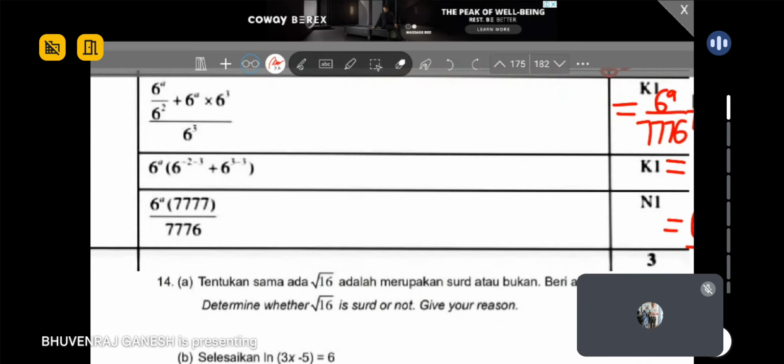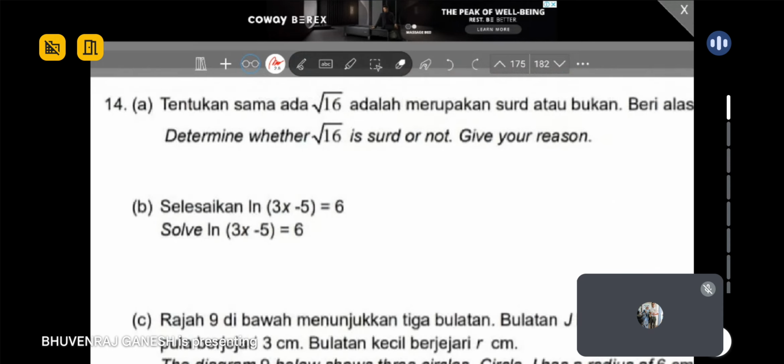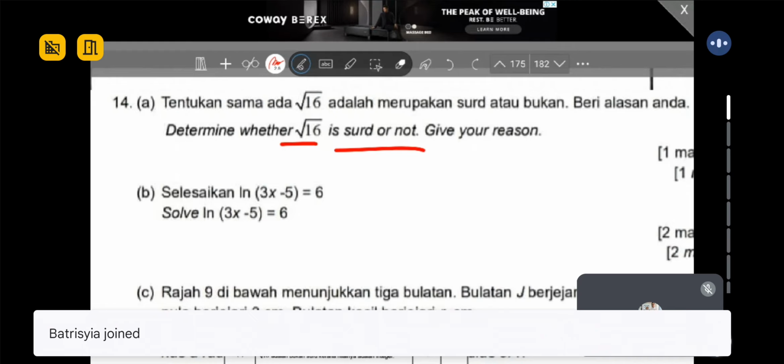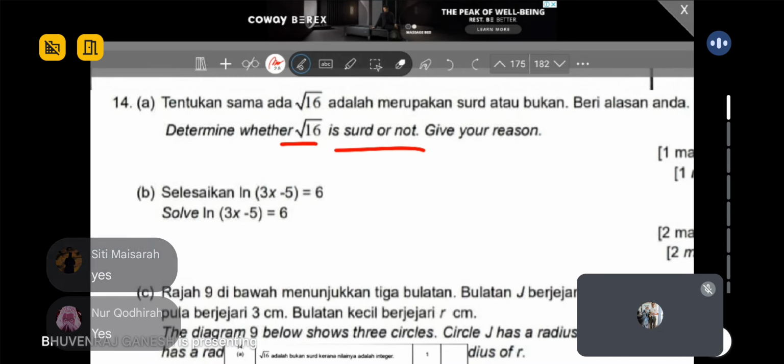So next one. Soalan seterusnya. For this one, they ask you to determine whether this one is a surd or not. So guys, this one is a fact question. Soalan fakta. So yes or no? Very simple. Ya atau tidak? Think and see. Is it a surd or not? Anyone? Ya atau tidak?